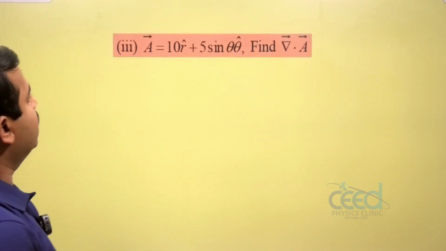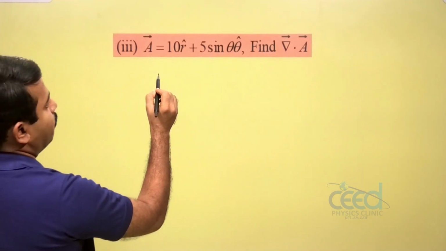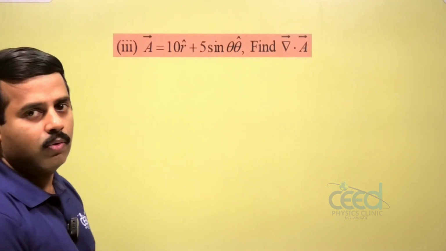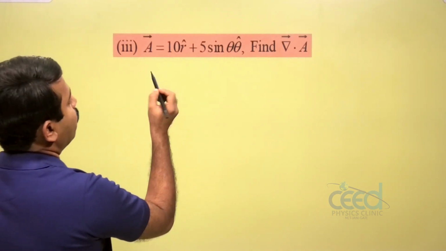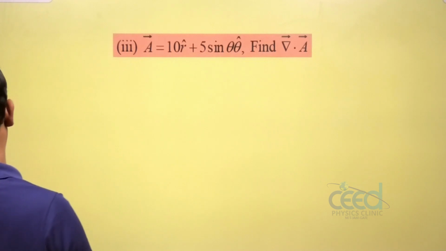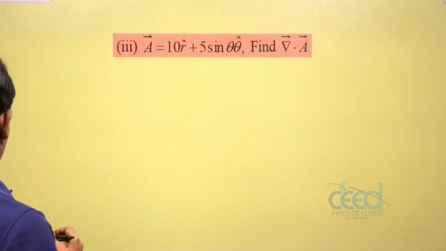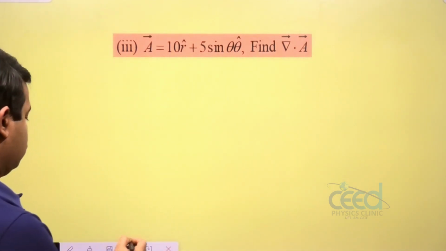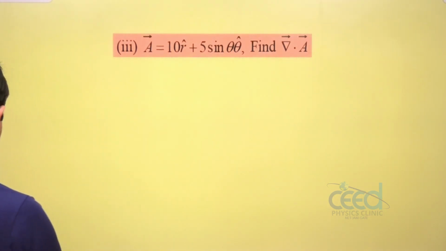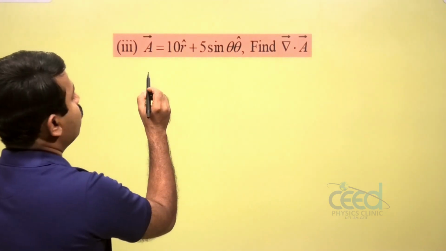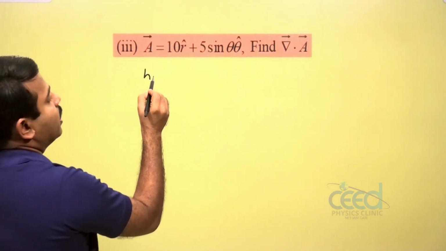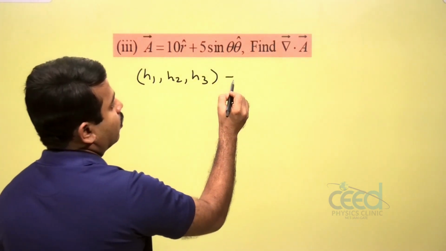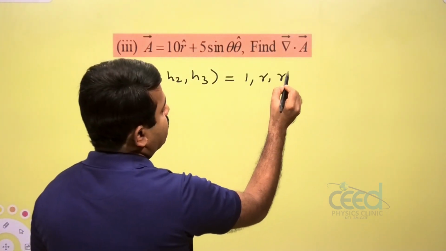Alright. Now let us do this. Again, divergence here we want to find. So this is r cap, theta cap, phi cap. The phi cap term is missing, so we will take it as 0. Then here it is spherical polar coordinate. In spherical polar coordinate system, we studied the scale factors h1, h2, h3 as 1, r, r sin theta.